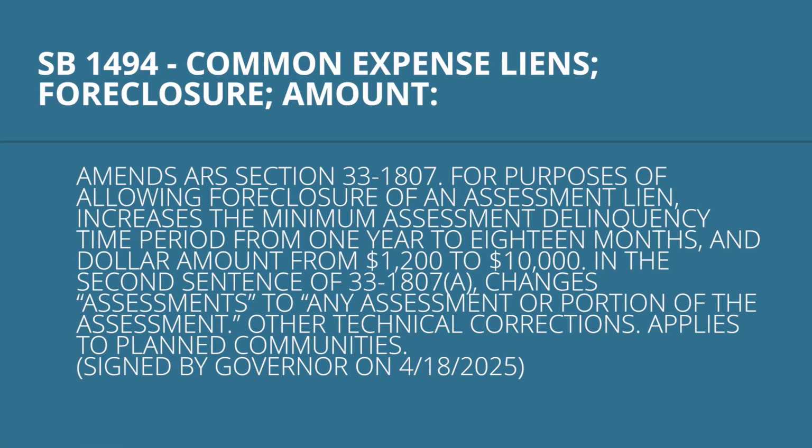The next bill only applies to planned communities, so this does not apply to condominiums. This particular bill is on foreclosures. It's kind of a bad bill, in my opinion. Senate Bill 1494 is going to amend A.R.S. 33-1807 for the purpose of only allowing a foreclosure of an assessment lien for a period of 18 months.